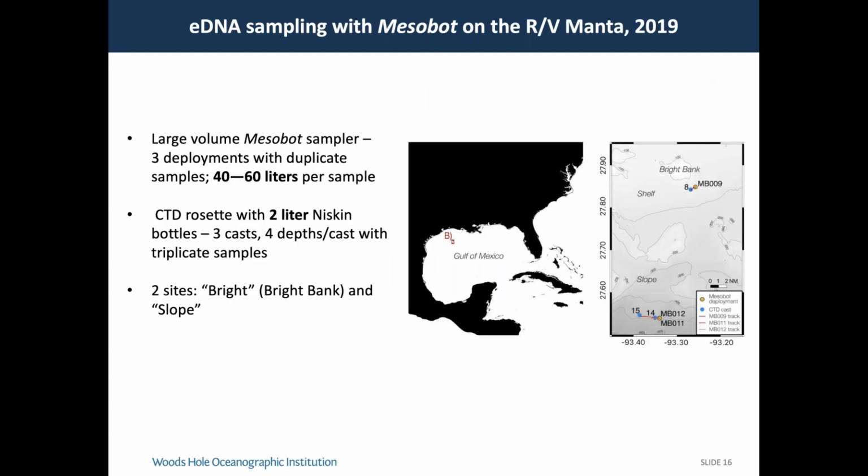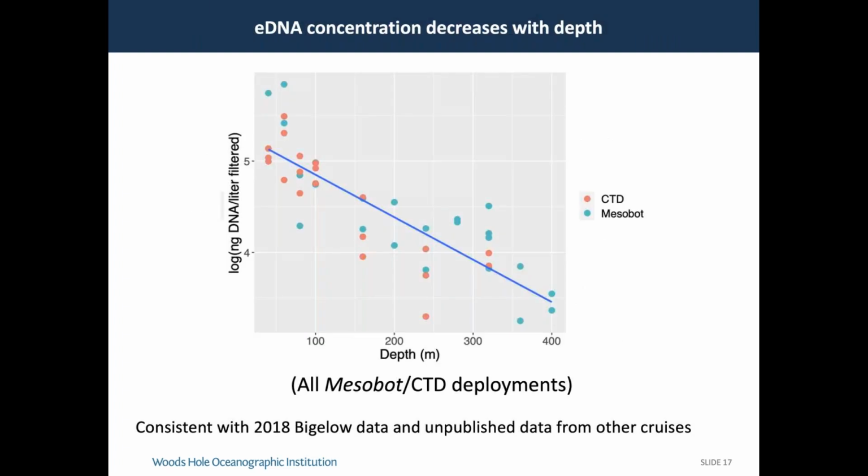We conducted the sampling, as I mentioned, in the Gulf of Mexico. We had 2 sites, Bright Bank and what we call a slope site. With the large volume sampler, we took 40 to 60 liters per sample, and the Niskin bottles were only 2 liters, so those were our volume differences.